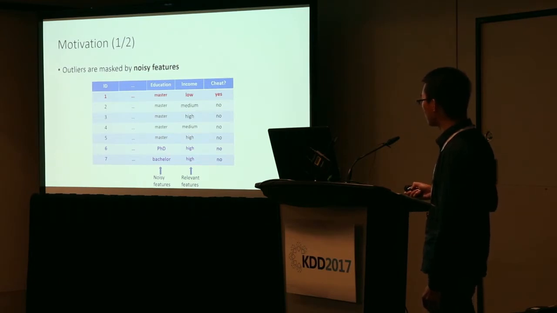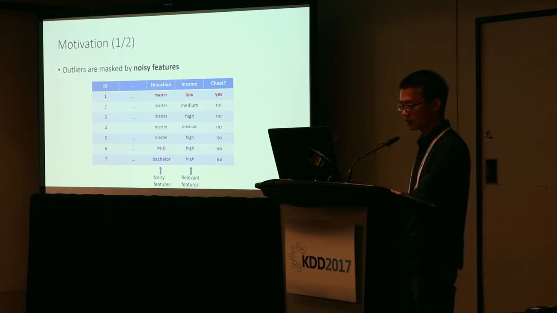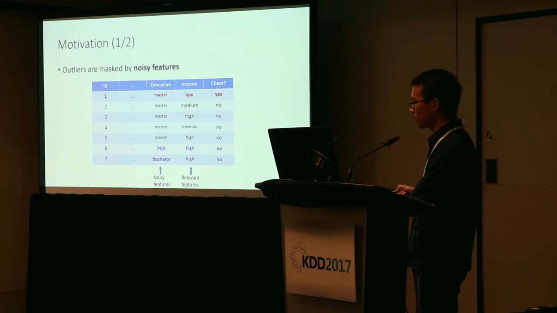The outliers have infrequent values, but the normal objects have frequent values. This is what I mean by non-IID features.